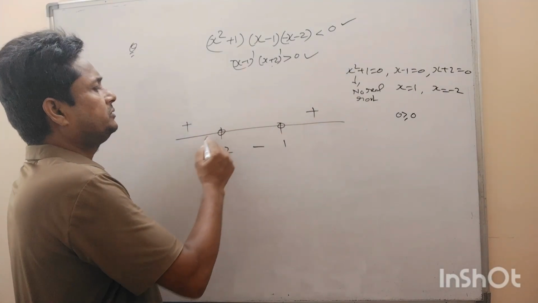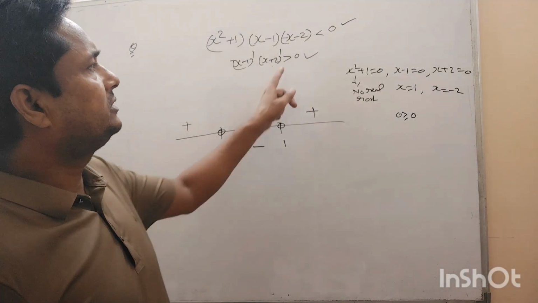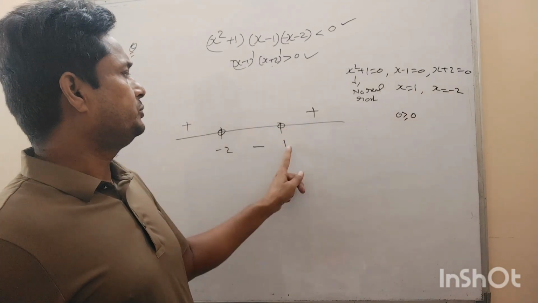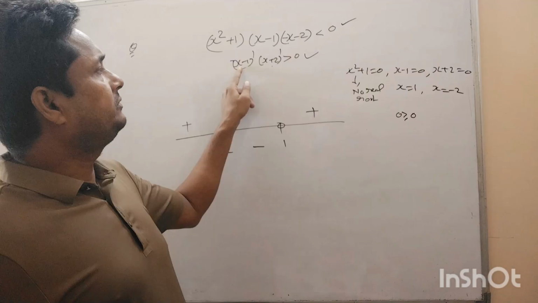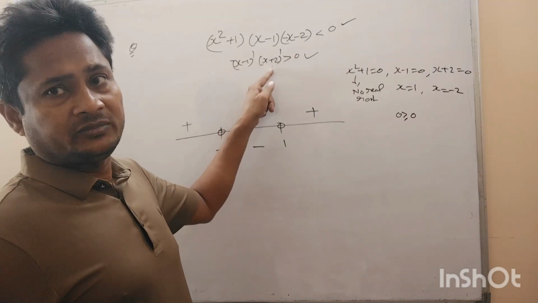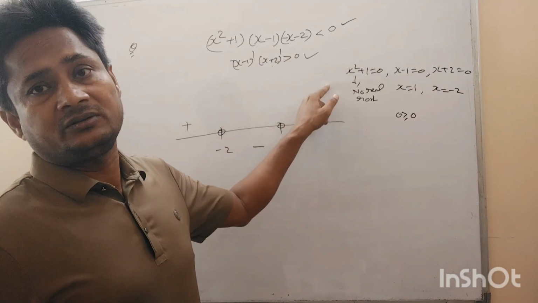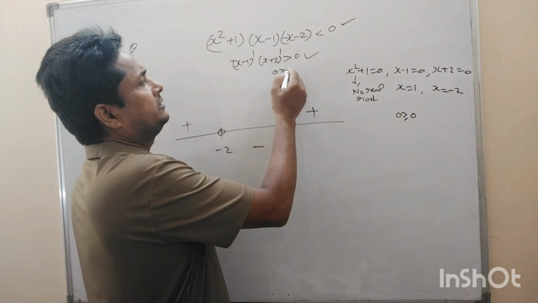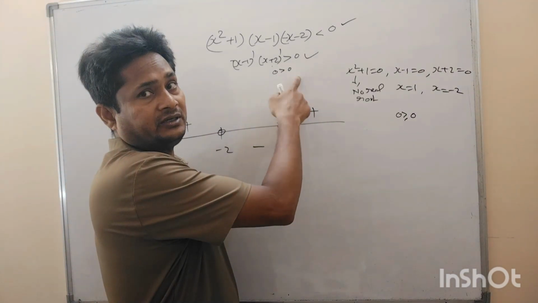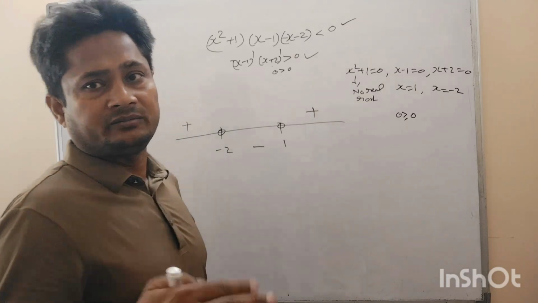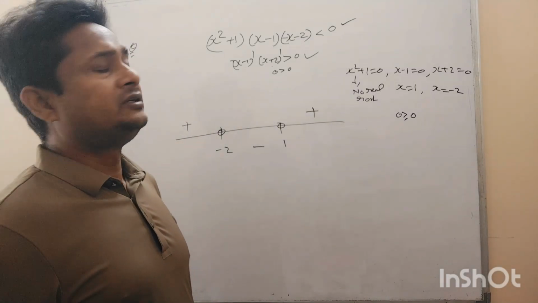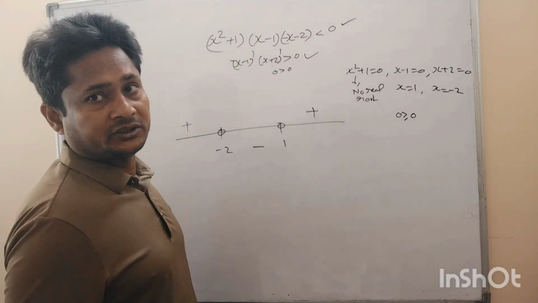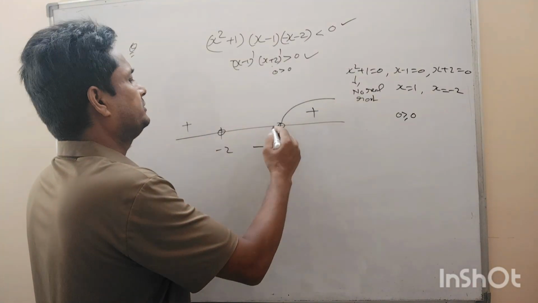1 and minus 2 will not be included because here the inequality is greater than 0. If you put x equal to 1 here, it will be 0. 0 into any number is 0, and 0 greater than 0 will not be satisfied. If you put x equal to 1, you will get 0 greater than 0, and any number cannot be greater than itself. So this is not true. So 1 and minus 2 also will be excluded. So the wave will be like this one.